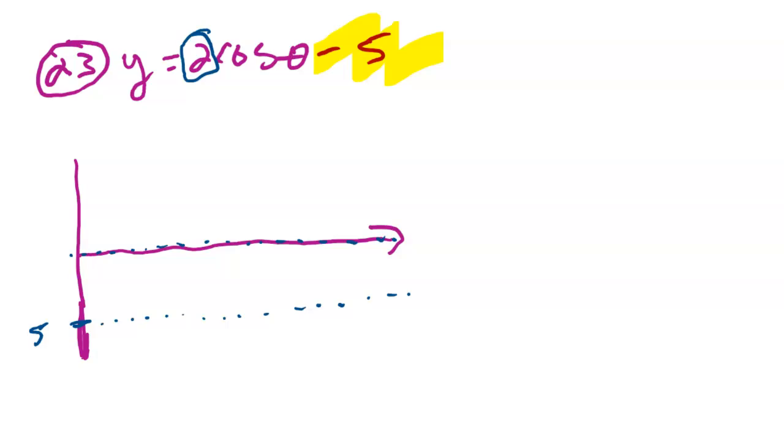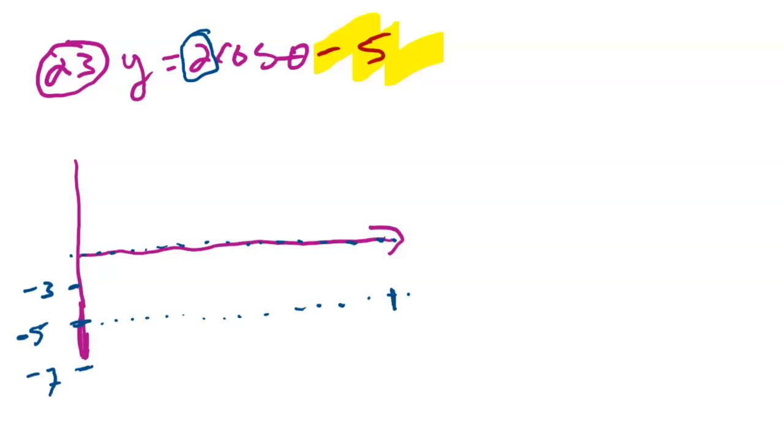If this is the midline, it should make sense. We're going to go an amplitude. We're going to go up 2, and we're going to go down 2 from the midline. So I guess this is -5. We're going to go -3, and we're going to go -7. I hope that makes sense. We have an amplitude.